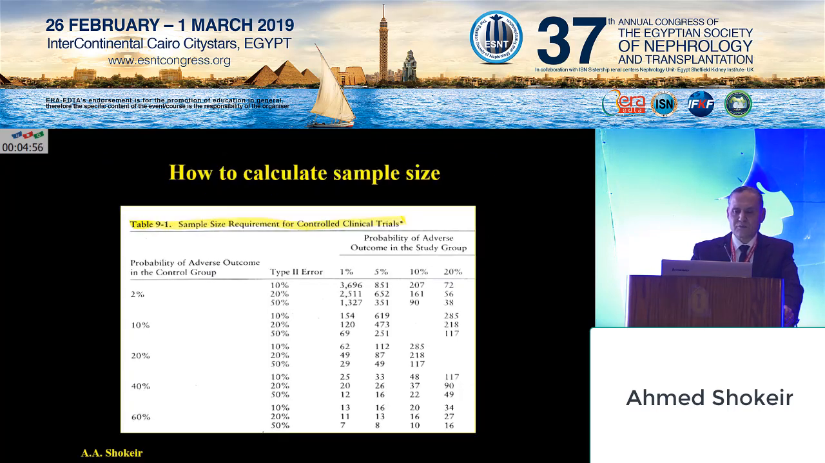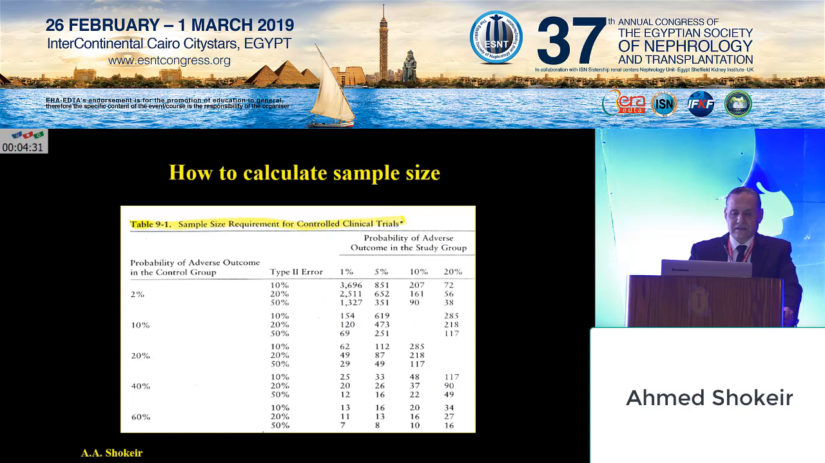And this is the table that is shown in the books of statistics. On the left side, you will see the probability of the adverse outcome in the control group, and to the right side you will see the probability of adverse outcome in the study group, and in the middle you will see the type 2 statistical error, and according to the choice of the type 2 statistical error you will obtain the power.